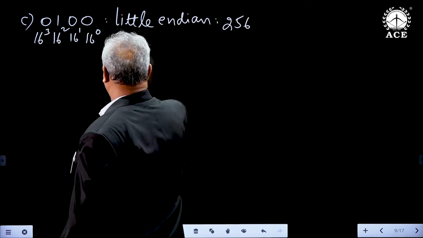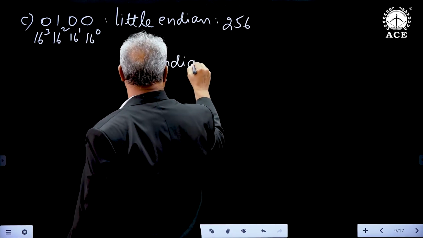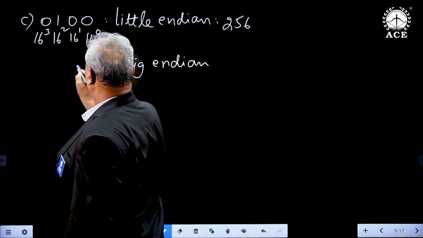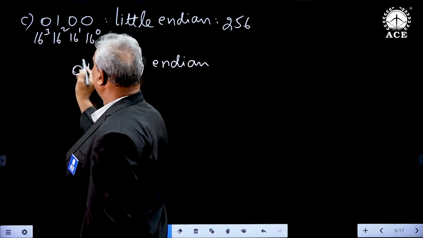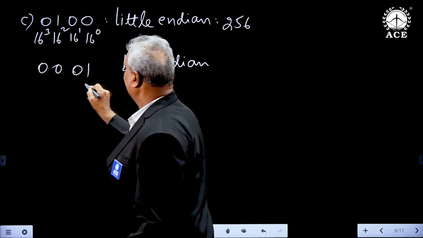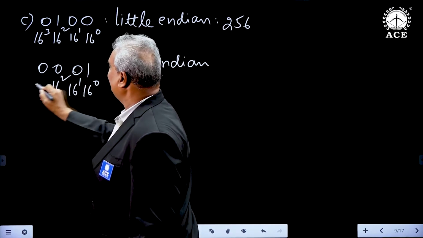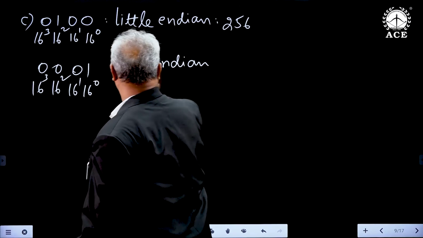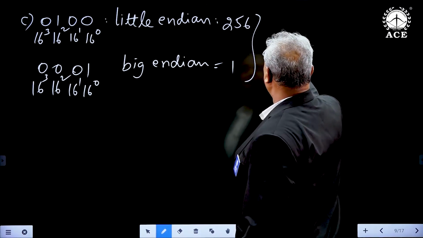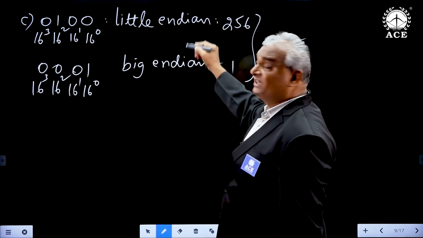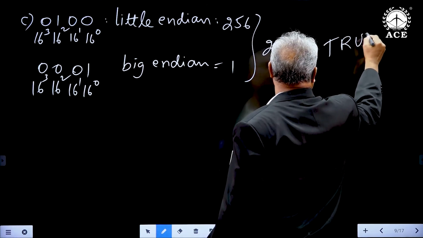What about the same big endian value? Here 01, write 01 at the lower byte side. Next 00 in 16 power 0, 16 power 1, 16 square, 16 cube. What about this value? Simply 1. What about the difference? Again 255. Little endian value is 255 more than big endian? Yes, it is also true.